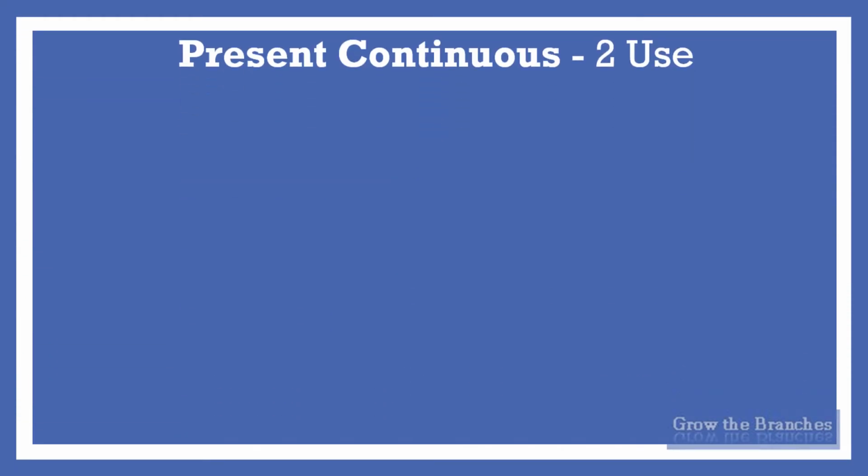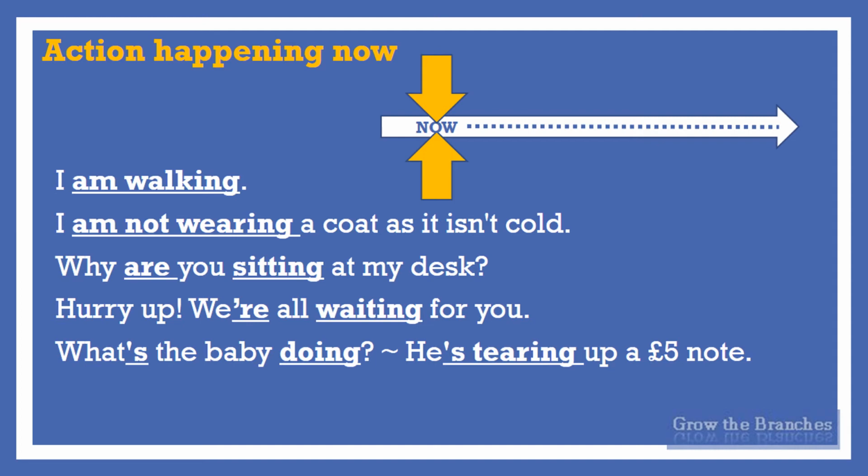The present continuous can be used for the following uses. For an action happening now, look at the diagram. I am walking. The action starts in the present time and it still is going and in progress at the moment of speaking. I'm not wearing a coat as it isn't cold.